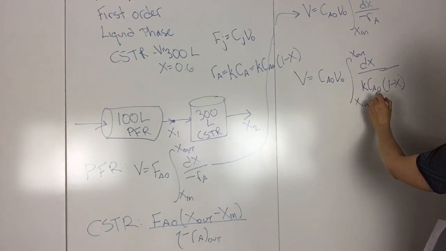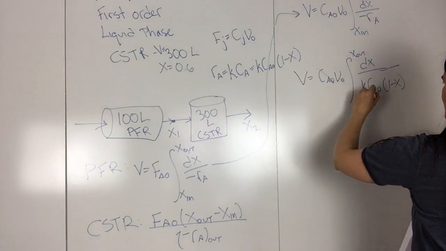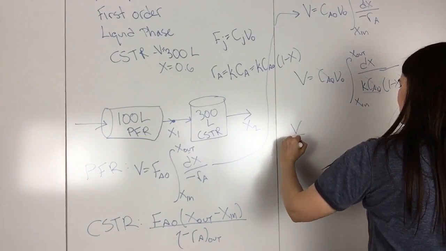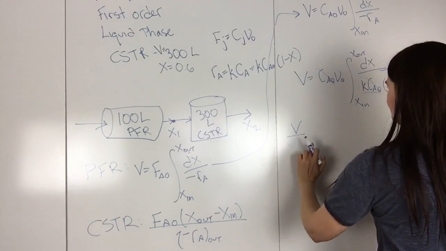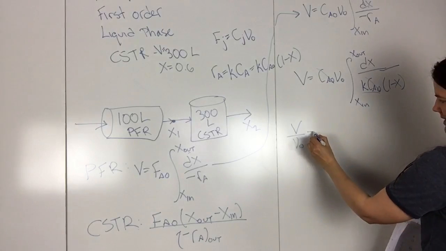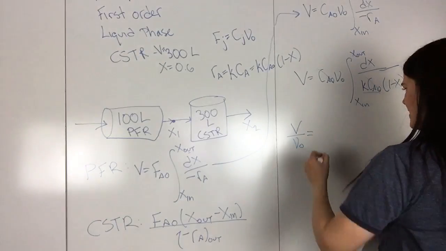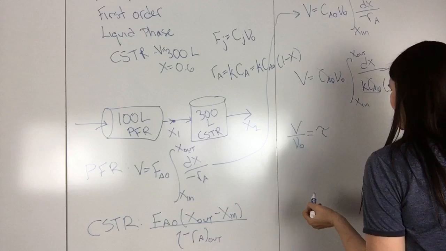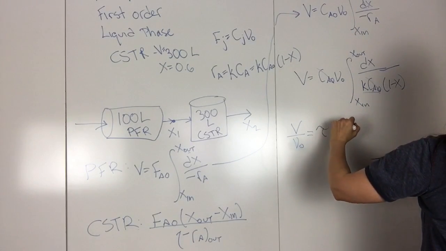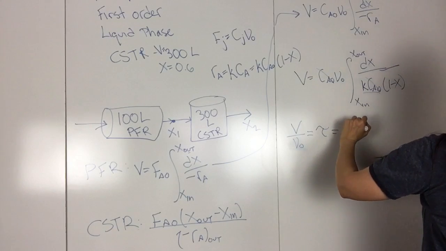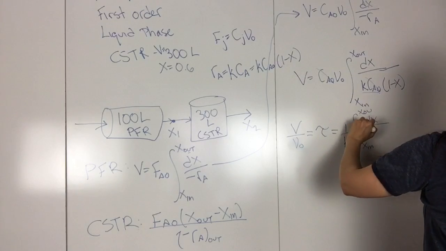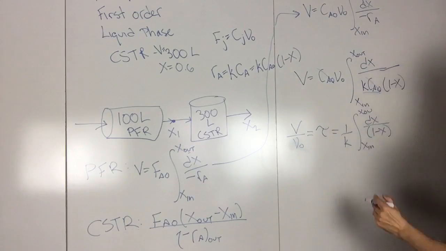Then I can pull these two things out because they're constant, and the Ca naught will cancel out. I'm also going to divide V by v naught, and this becomes the space-time constant, which is written as tau. And so then this equals 1 over K, integral from x in to x out, dx over 1 minus x.